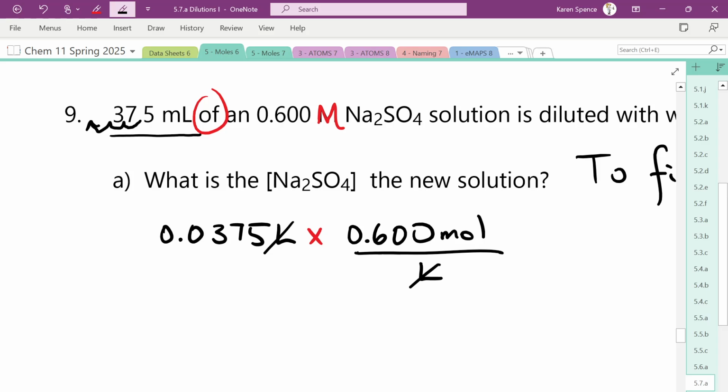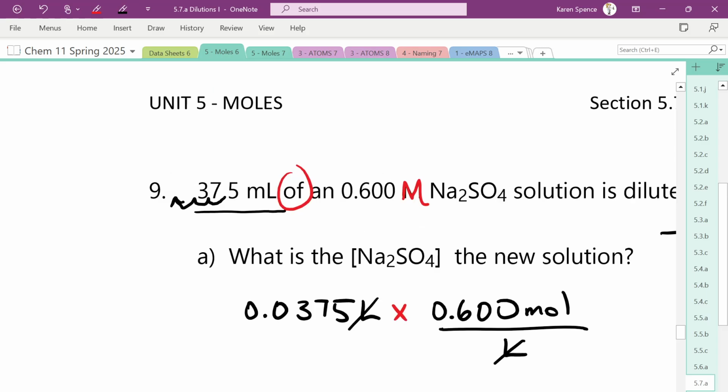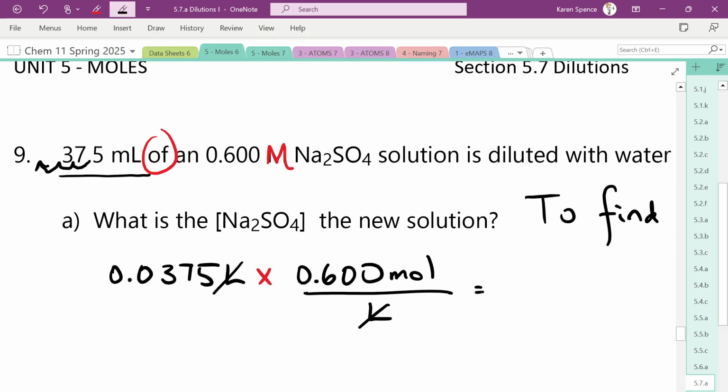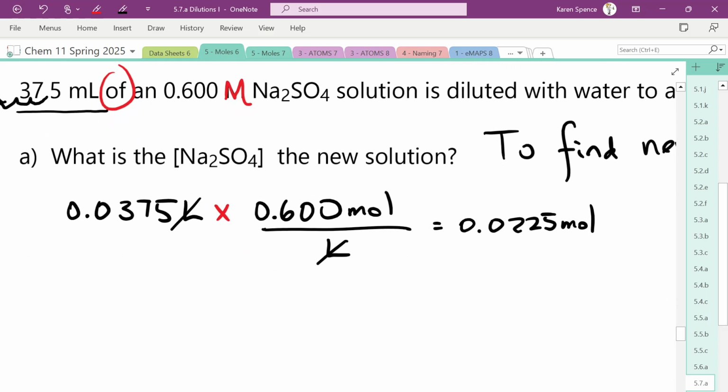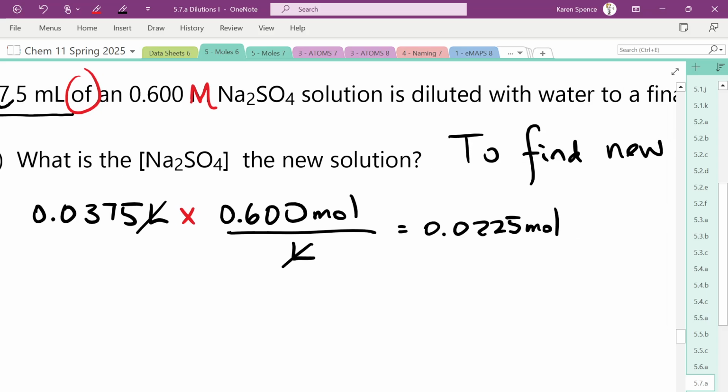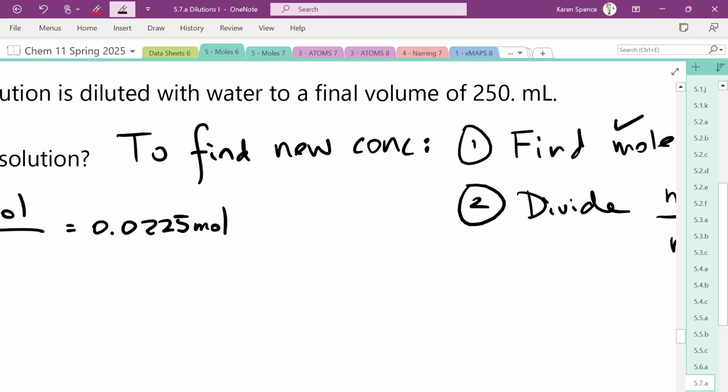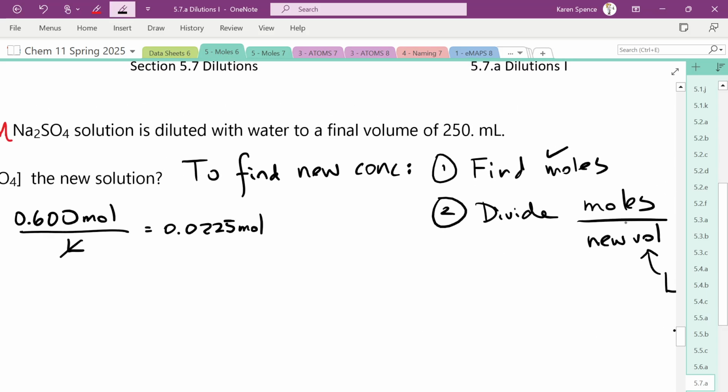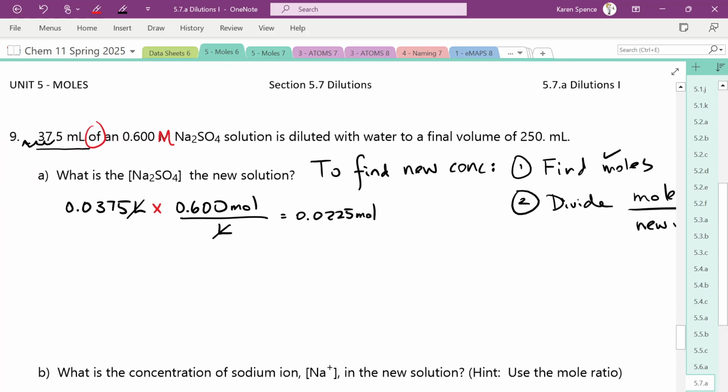We do that math and we get 0.0375 times 0.6 equals 0.0225 moles. Now we've done step one, we have found the moles. Now, in order to find concentration, we take the moles and divide by the new volume. So how do you show that?